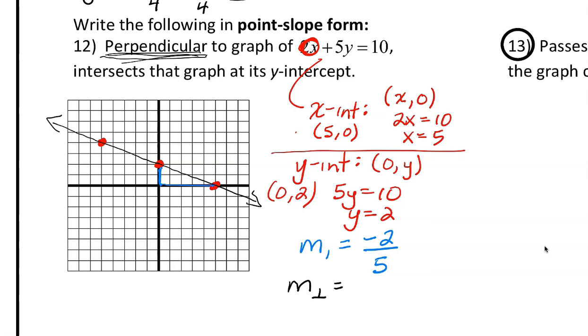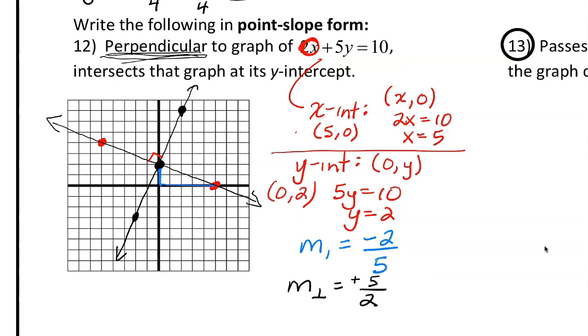Well, it's the opposite, so it's going to be positive, and it's the reciprocal, 5 over 2. So if I were to graph this line, it's perpendicular, and it intersects at its y-intercept right here. So I would go up 5 over 2, or I would go down 5 to the left 2. And you can see that it looks like I have the right answer because they should meet at a right angle. And that looks like a right angle.